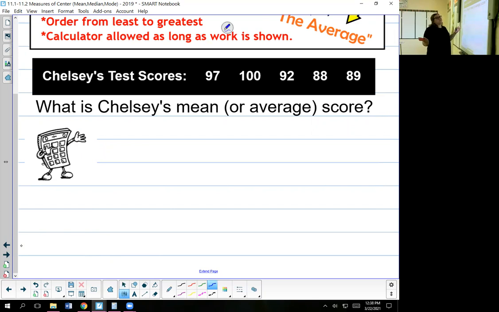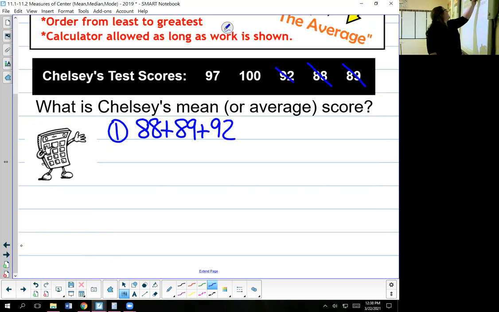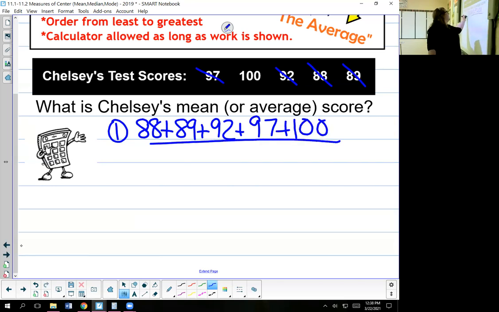It says, what is Chelsea's average score on her test? Step 1: first of all, make sure it's least to greatest. It saves a lot of headache when we move on to the next topic. As you do it, cross it out. So we have 88 plus 89 plus 92 plus 97 plus 100. I have 1, 2, 3, 4, 5. 1, 2, 3, 4, 5. Always double check that you wrote them all out. That's step 1, showing what I'm going to do.